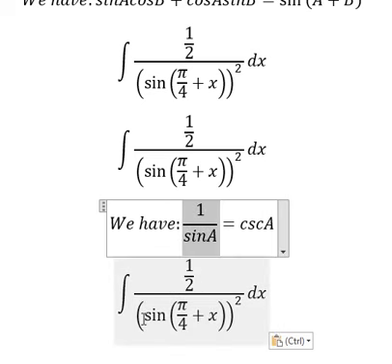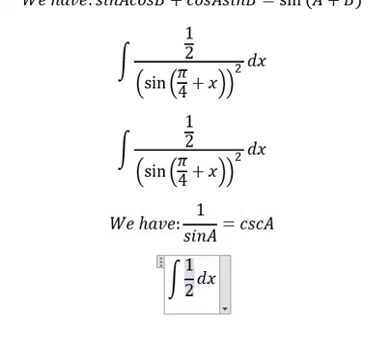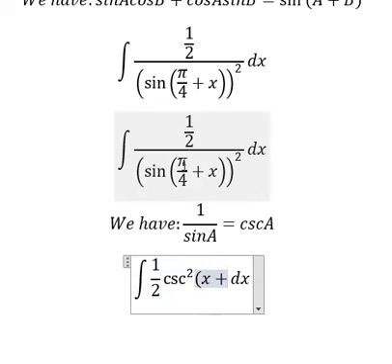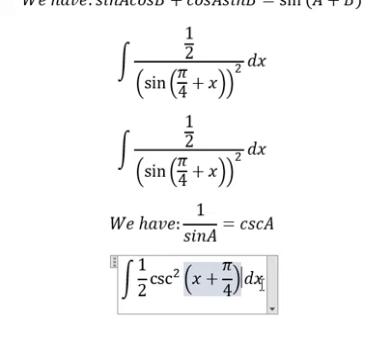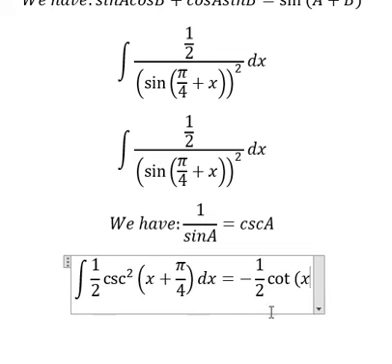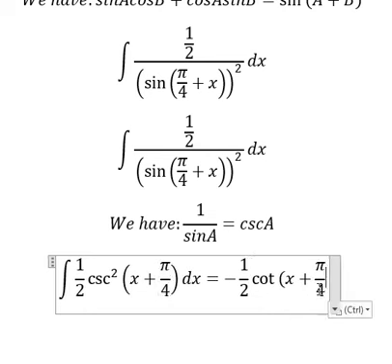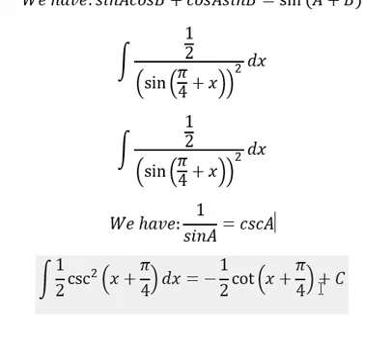Now we need to transform this one into this one, and we have 1 over 2 cosecant of s plus b over 4. The integration of this one, that is about negative cotangent of s plus b over 4. And this is the final answer.